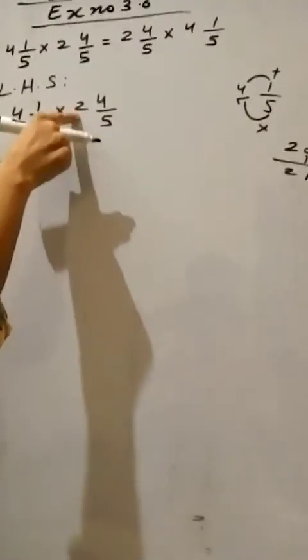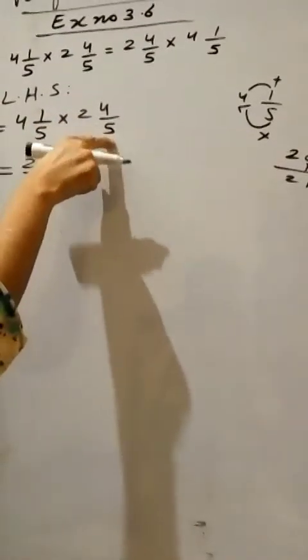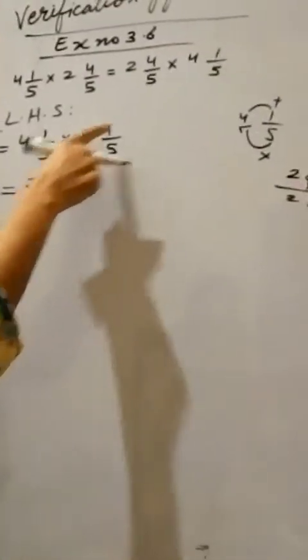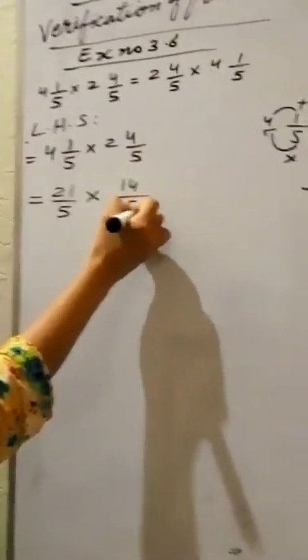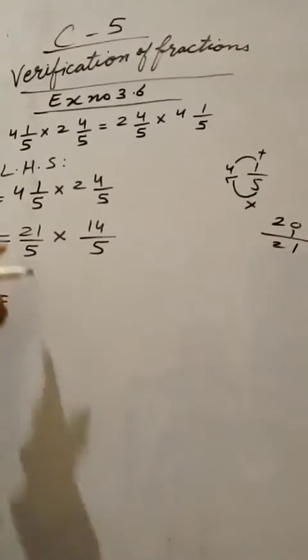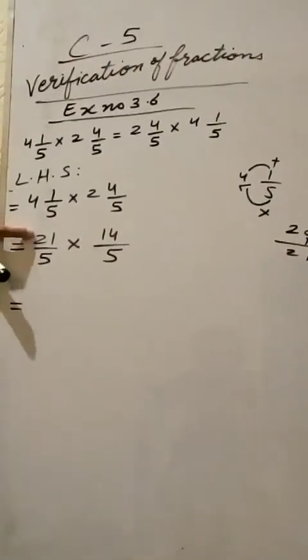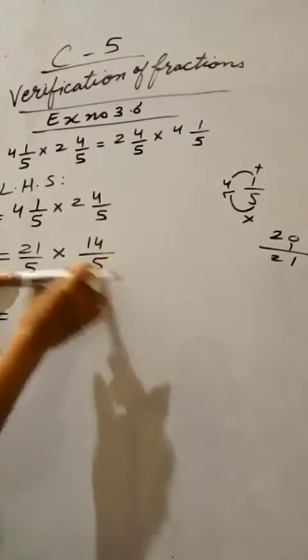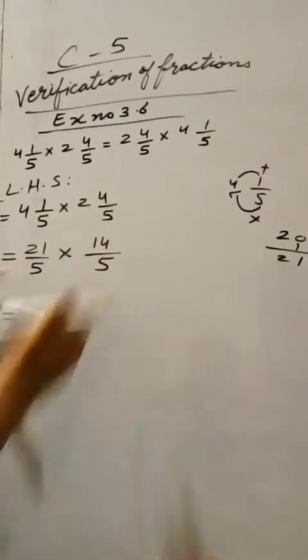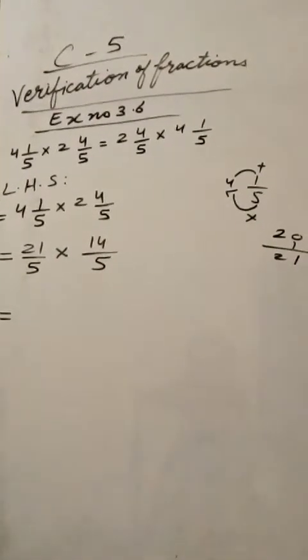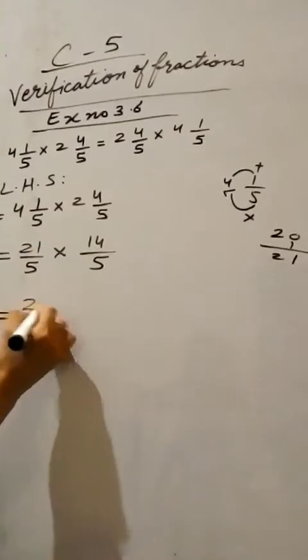Then 5 2 times 10. Always multiply the denominator with the whole number, then add. 5 2 times 10, 10 plus 4, 14. But the denominator will always be the same. It will not change. Now see, is cutting possible? 21 and 5, can I cross with the same number? 14 and 5 no. 5 and 21 no. 5 and 14 no. When cutting is not possible, just multiply numerators with numerators.